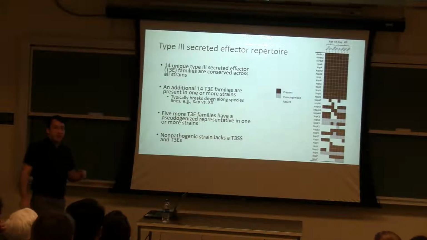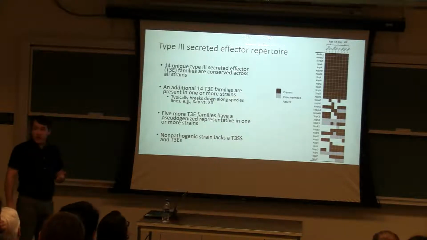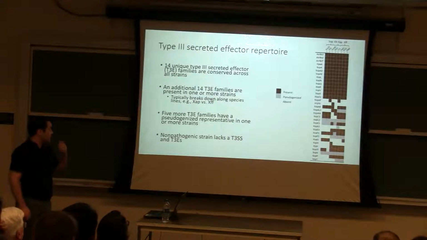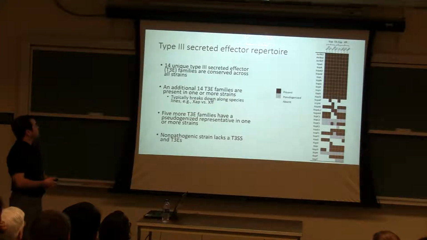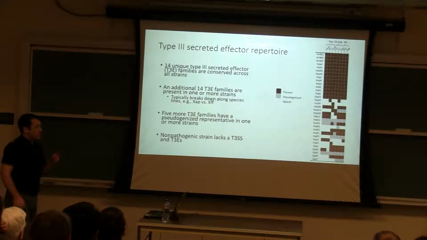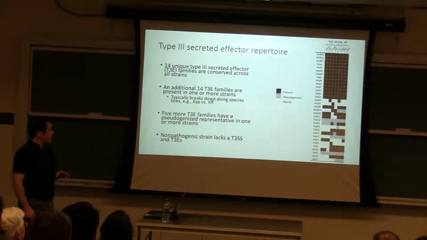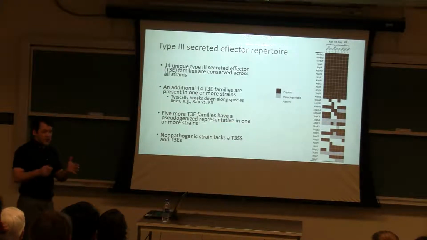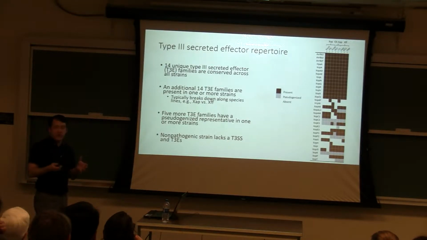All right, so I keep mentioning type 3 secreted effectors. Really important virulence factors for gram-negative bacteria. Without a type 3 secretion system, Xanthomonas strains are avirulent. So in my strains, there are 14 unique type 3 secreted effector families that are found in all of them, right? So this is probably a core secreted effector repertoire, right?